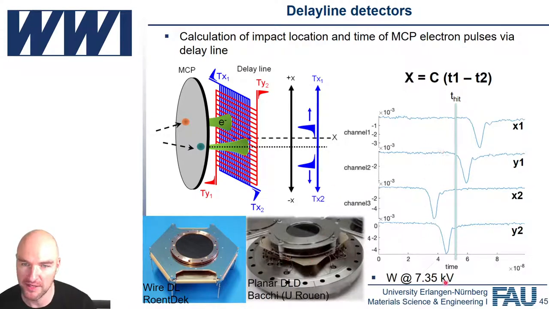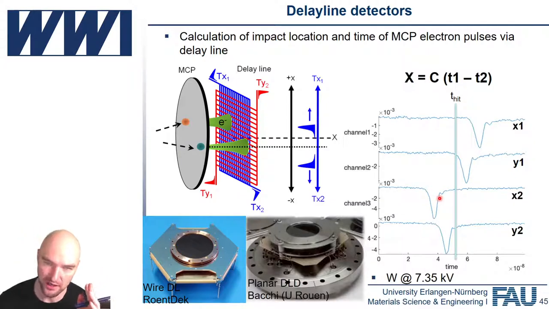Here, by the way, this is the signal of a tungsten atom at 3.7 kV impacting on the detector in our atom probe. And you see for the X direction, you've got two ends, X1 and X2. And you can see, okay, the signal at X2 arrived before the one at X1. So here we've got time versus signal. So it was closer to X2. So if this is X2, it would be somewhere down here.